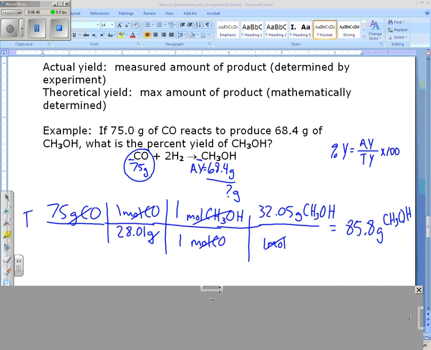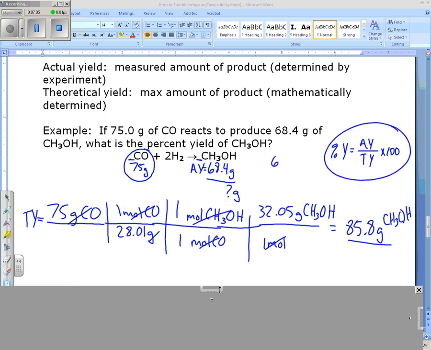This is my theoretical yield. It's always going to come from a result of a stoichiometry problem. So 85.8 grams is how much that I could have made in a perfect world. And I actually made 68.4. So let's calculate our percent yield. Here's the formula right here.